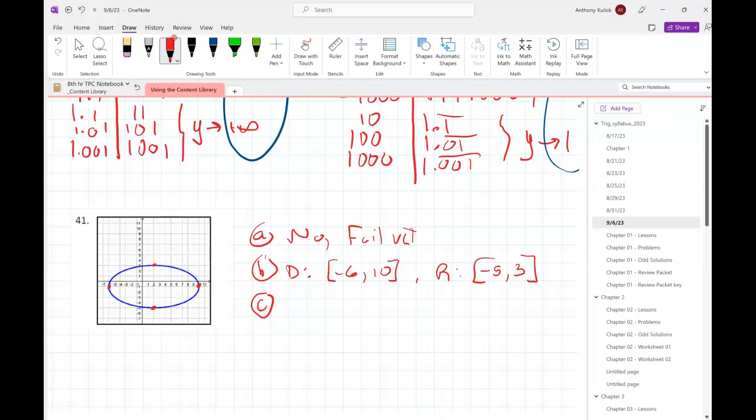Part C asks, is this one-to-one? Well, that should be easy. No, again, we fail the horizontal line test. That's my test for one-to-one.